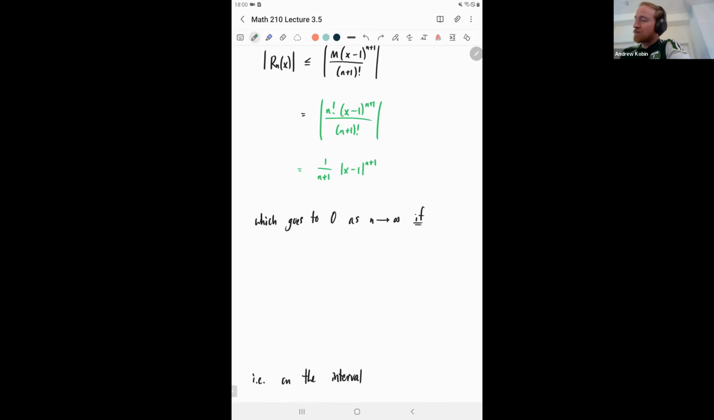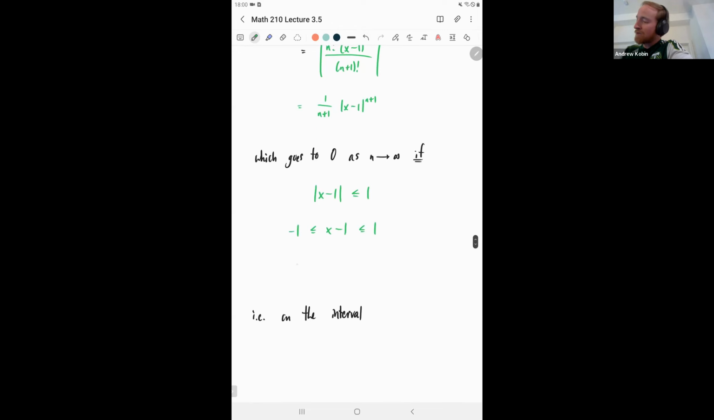So the only way for this to converge to 0, which is when the error goes to 0 or our approximations converge to the true value, is for |x − 1| to be less than or equal to 1. Notice that if |x − 1| is equal to 1, then this whole expression will just be a constant 1, and then the 1 over n plus 1 will take us to 0 as n goes to infinity anyways. But if you're not sure about that, just think carefully about the endpoint issues. Another way to write this says that x − 1 is between, or including, −1 and +1. And solving for x in the middle, I'll get 0 and 2.